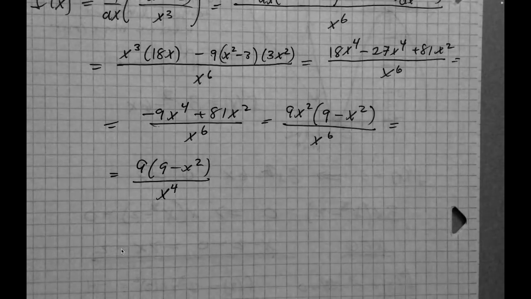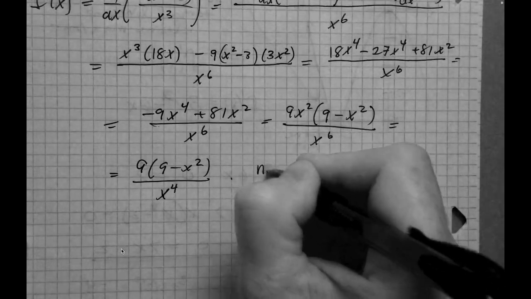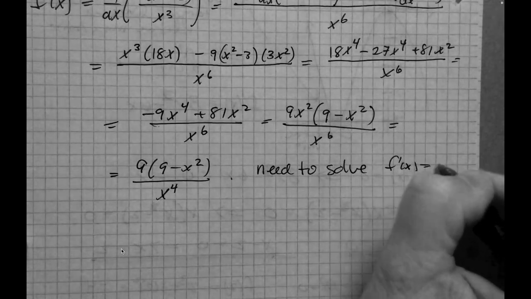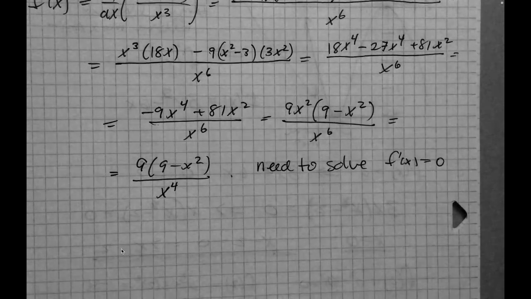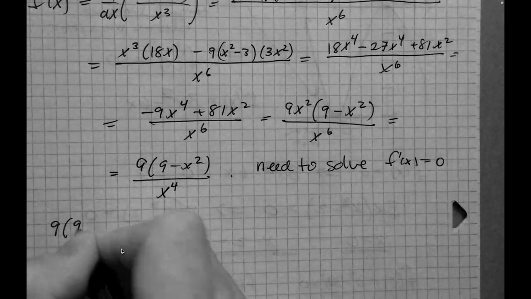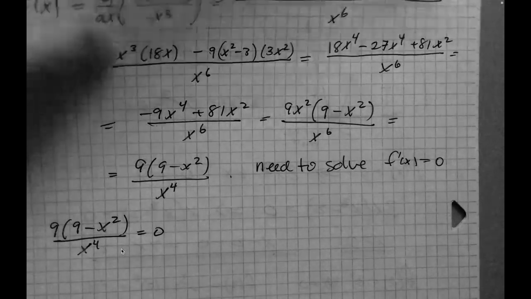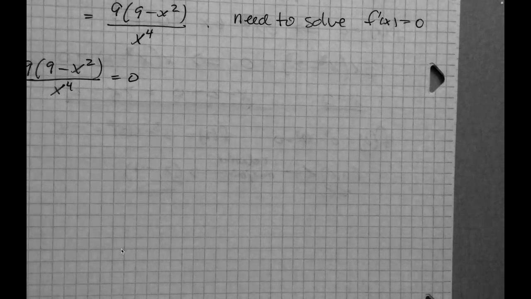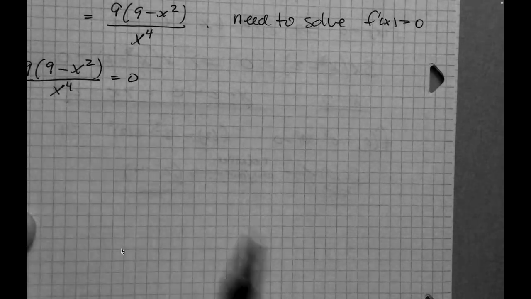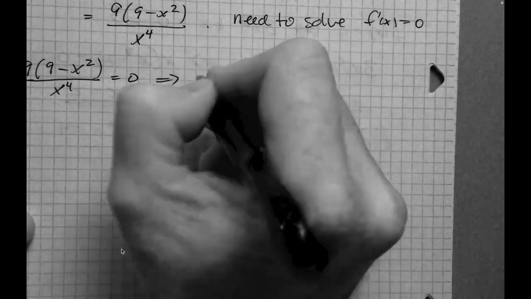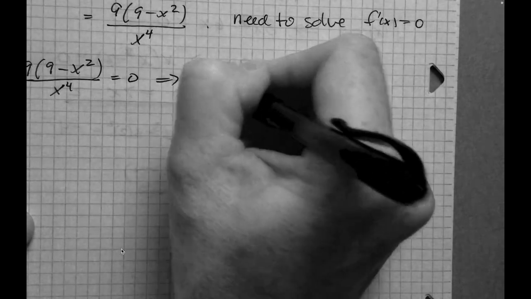So remember, we're trying to find the relative extrema, so we need to solve f prime of x equals 0, right? Solve that for x. And so what that means is we've got 9 and then 9 minus x squared over x to the 4th equals 0. And so this guy can be kind of dealt with pretty quickly. Multiply both sides by x to the 4th and divide both sides by 9. And basically the important part here is the 9 minus x squared equals 0. The rest of it's all kind of stuff that's in the wind here.